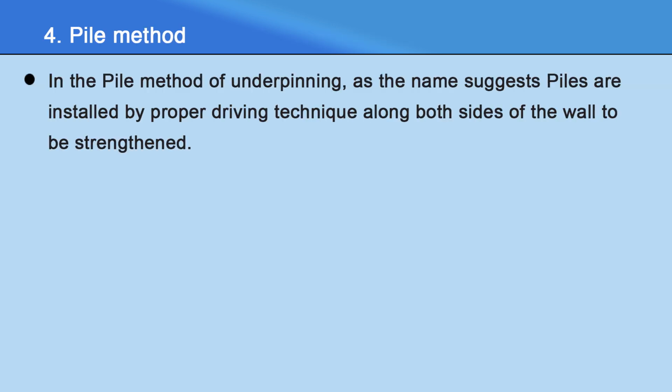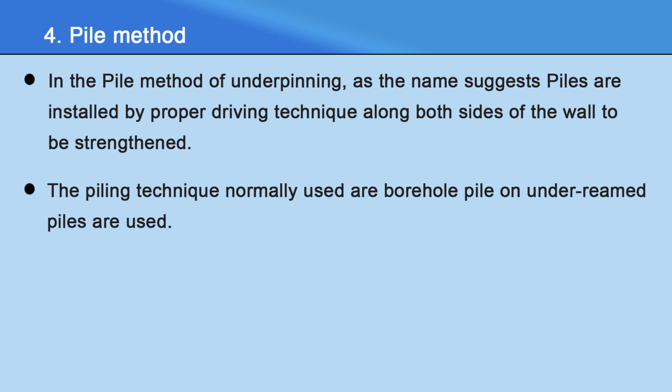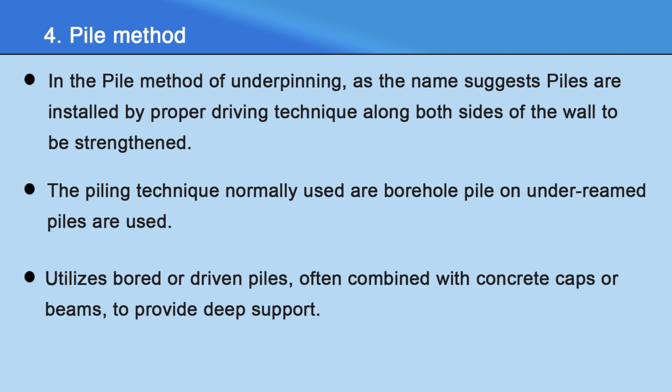Pile methods. In the pile method of underpinning, as the name suggests, piles are installed by proper driving techniques along both sides of the wall to strengthen it. The piling techniques normally used are bored piles or under-reamed piles. The bored or driven piles are often combined with concrete caps or beams that provide deep support.